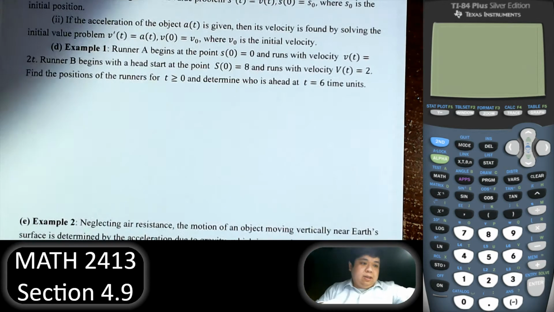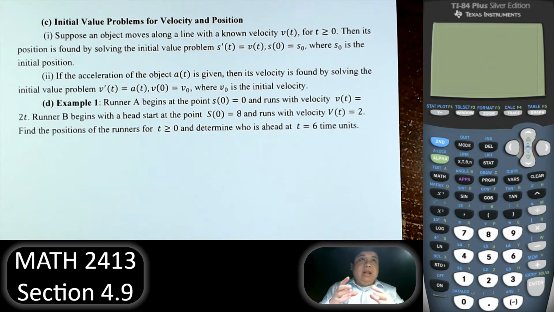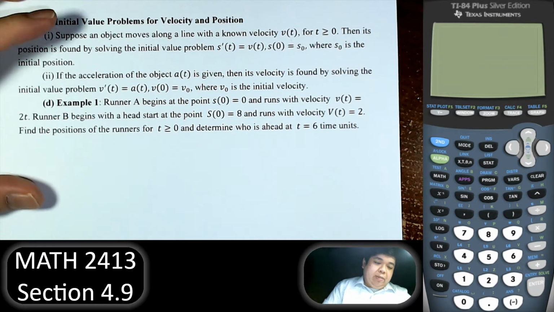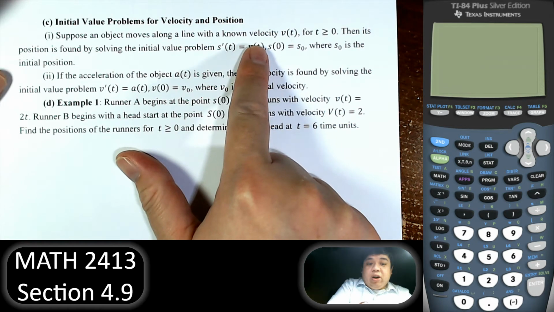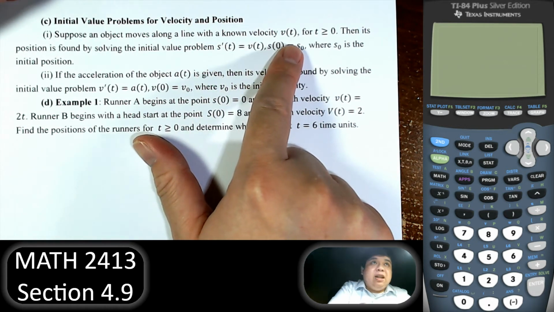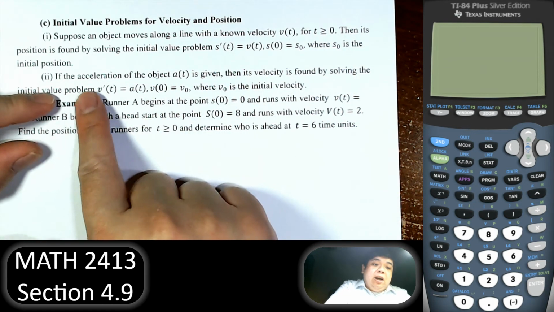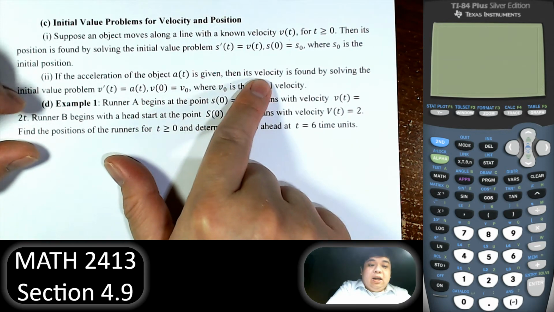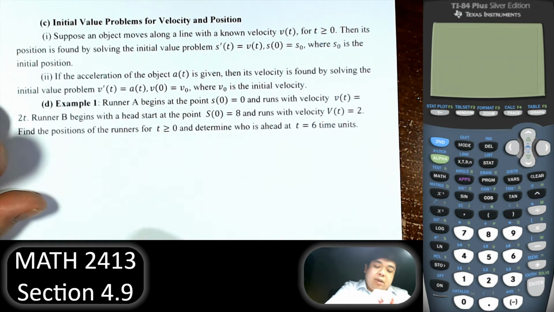Now, once again, if we have a derivative, integrate to get back to the function. Of course, when we do that, we have the constant c. Right, now suppose an object is moving along a straight line with a known velocity v of t, then the position gives us the initial value problem. Same thing with the acceleration, then the velocity; the initial value problem is like this.